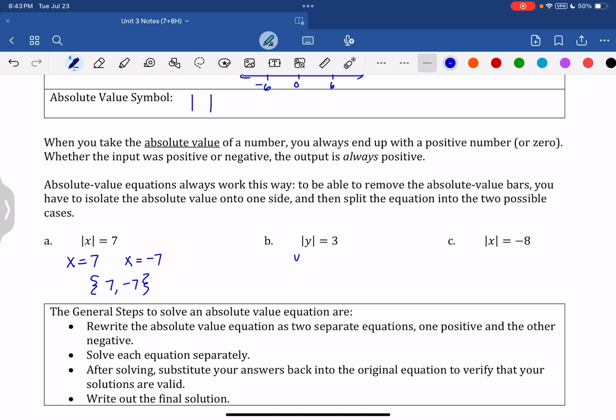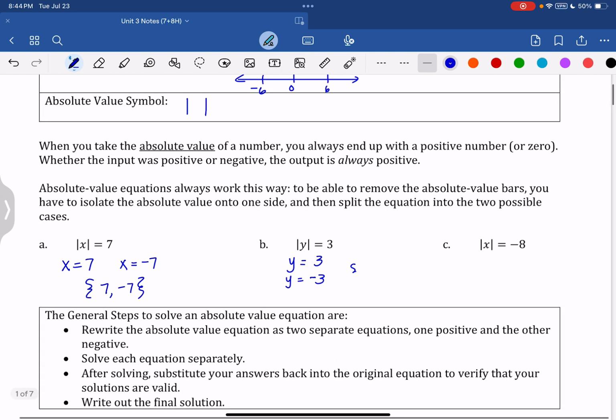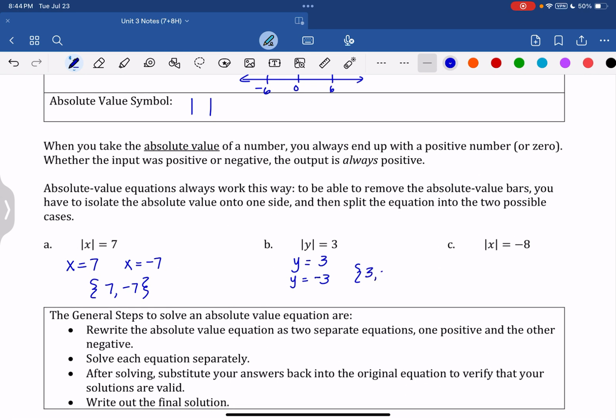So here we have y, the positive distance is 3, and that negative direction distance would take us to negative 3. So again, if I put those in set notation, I end up with 3 and negative 3.